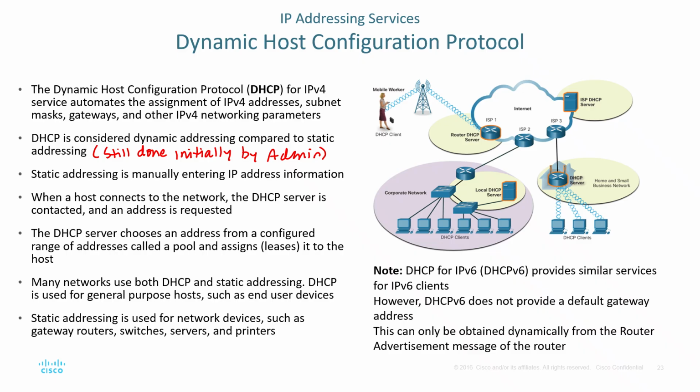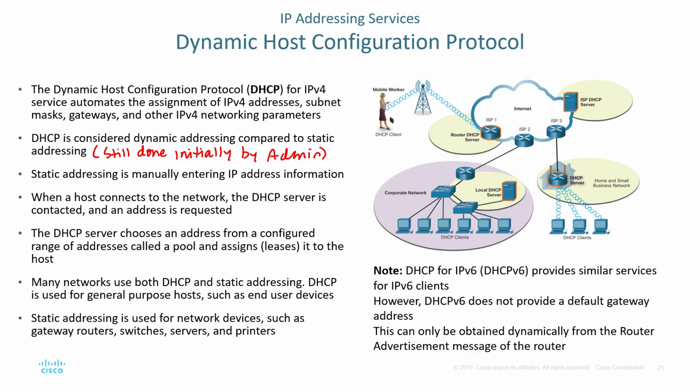Many networks use both DHCP and static addressing. DHCP is used for general purpose hosts, such as your end user's devices, but static addressing is used for network devices such as our gateway routers, our switches, our servers, our printers, an admin's address so that it doesn't always change if you're trying to remotely log in, so things of that nature.